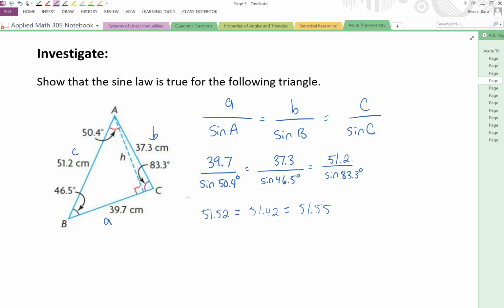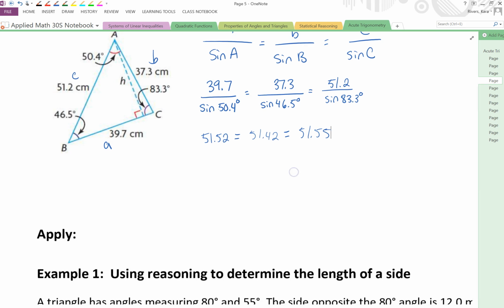Now, if we flip the whole thing over and use the other form, sine A over a, sine B over b, and sine C over c, we would get a different answer, but they would all still be the same. So the formula works both upside down and right side up, depending on what you're using. And we usually don't use all three. We choose two, whichever two best suit our needs for what we're solving for in the question.